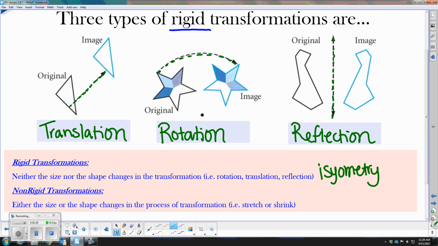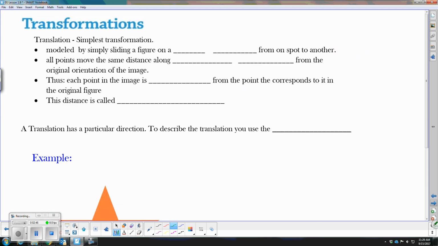So a rigid transformation preserves the size and the shape of the original image, such as in a rotation, a translation, or a reflection. But in a non-rigid transformation, the size or the shape changes and is not isometric to the original image.